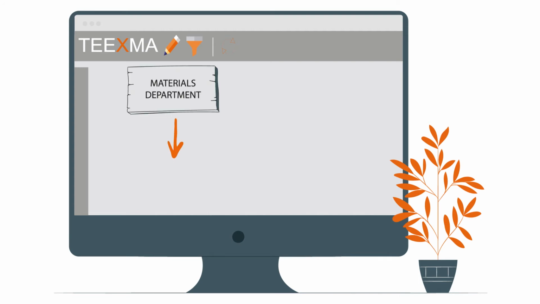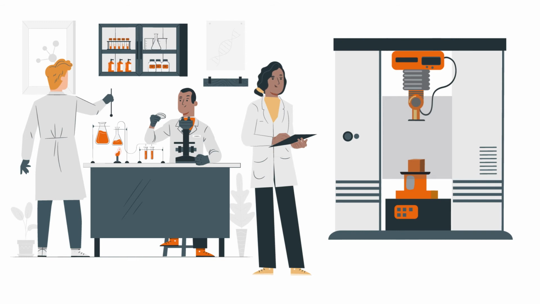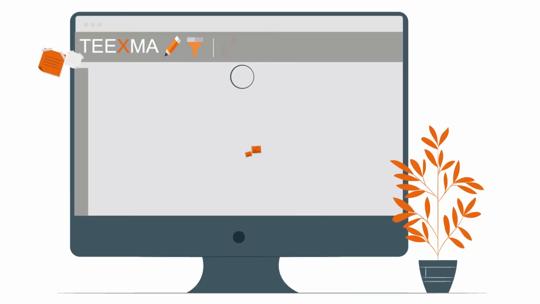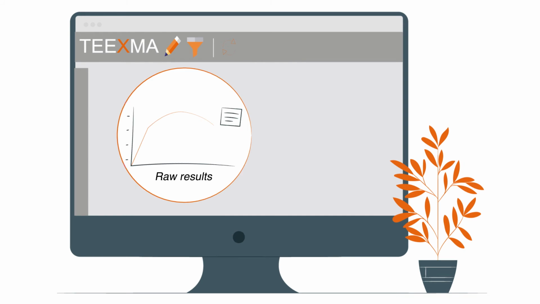After having made a purchase decision, the materials engineer will receive the raw material from the supplier and will make a request to his laboratory to verify the properties of the material. The laboratory will then carry out a characterization test. This request will be done directly in the software with a workflow system allowing for its traceability. The raw data will be directly integrated into TEEXMA along with the test request report.